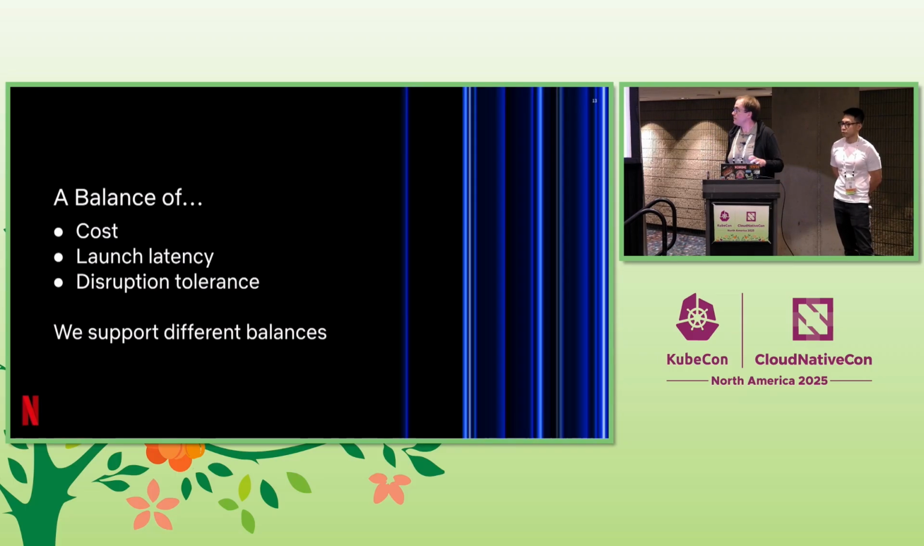So at a high level, I think of capacity management in Titus as a balance of three things. The first is cost, or cost efficiency. In an ideal world, we'd be running as much workload as possible and spending as little money as possible in the process. Meanwhile, from an end user's perspective, some of them care a lot about launch latency. They want to start as quickly as possible. Others don't care as much as long as it's within reason. Similar story with disruption tolerance. We run some stateful services that don't want to be touched ever, ideally. Other services are okay with it, again, as long as it's within reason. We support these different balances while trying to maintain a common code base with some differences in profiles and that sort of thing.